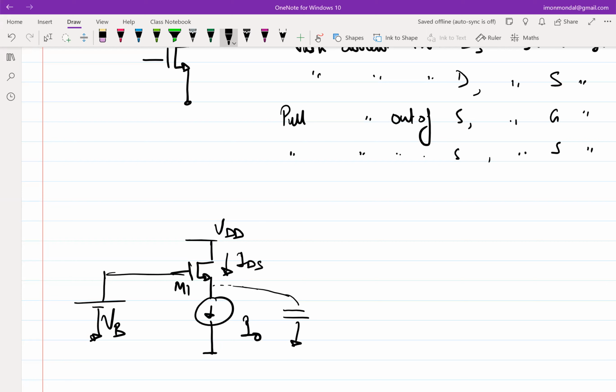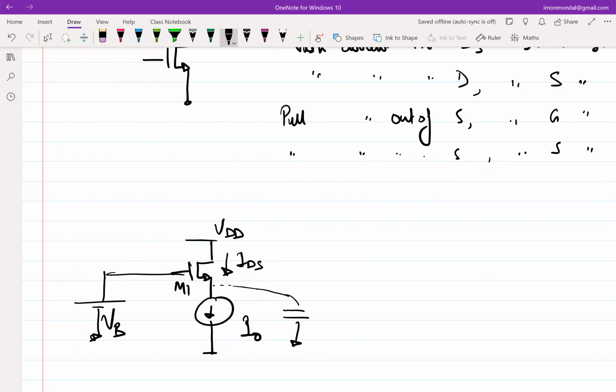So now we'll argue like we argued in the previous class. Let's assume that IDS is higher than I0. Right? We go and connect it like this in the lab. It's not necessary that IDS will be equal to I0. So let's assume IDS is higher than I0. If IDS is higher than I0, what's going to happen to the source voltage? Will it go up or go down? It will go up. Do you agree? The source voltage goes up.